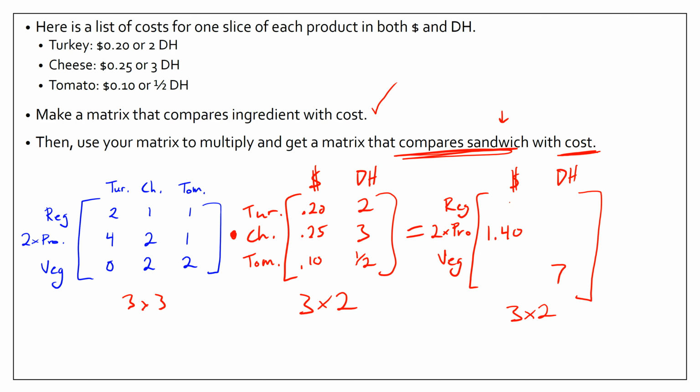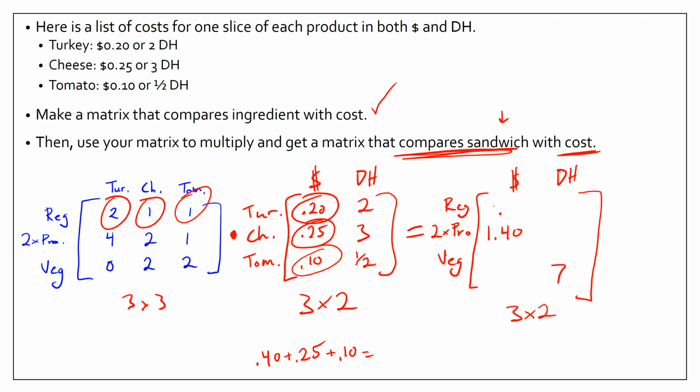So let's say I want to see how much a regular sandwich is going to cost in dollars. Think about what I need to do intuitively. I'm going to take turkey and multiply it times the turkey price. 2 times 0.2 is 0.4. I'll record that down here. Then I need to take cheese and multiply it times the cheese price. So that's 0.25. 1 times 0.25. Then I'm going to take tomato and multiply it times the tomato price, 0.10. And I'm going to add all that up. It looks like it's 0.75. That's the cost for a regular sandwich.